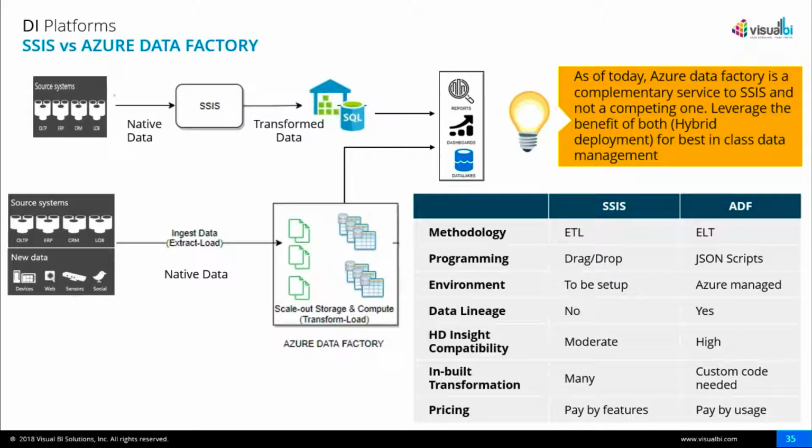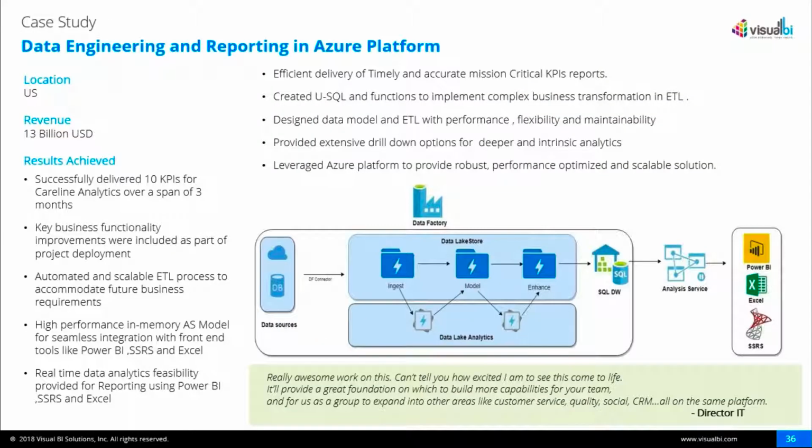A quick comparison here: the methodology in SSIS is ETL, in ADF it is ELT. The programming is drag and drop in SSIS, it's JSON scripts in ADF. The environment has to be set up in SSIS, but in ADF it is Azure managed. Data lineage is available in Azure Data Factory, and HDInsight compatibility is brilliant with respect to Azure. For inbuilt transformations, there are a lot of transformations in SSIS, but custom code is needed in ADF. From a pricing perspective, it is pay by features for SSIS if you take a feature pack or an add-on, but ADF is pay by usage. So we look at an Azure implementation case study at this moment.